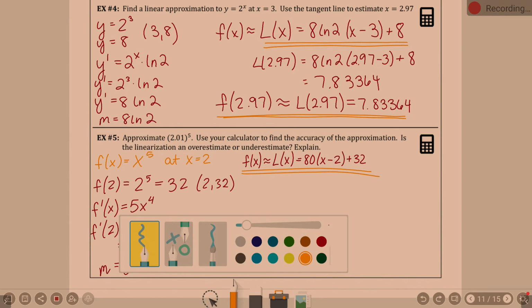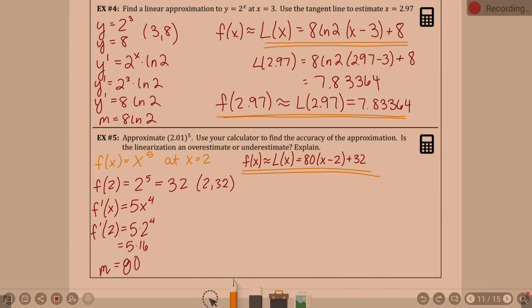Find, so we're going to approximate 2.01 to the fifth. So what's that mean I'm going to do? I'm going to find L of 2.01. So 80 times 2.01 minus 2, plus 32.